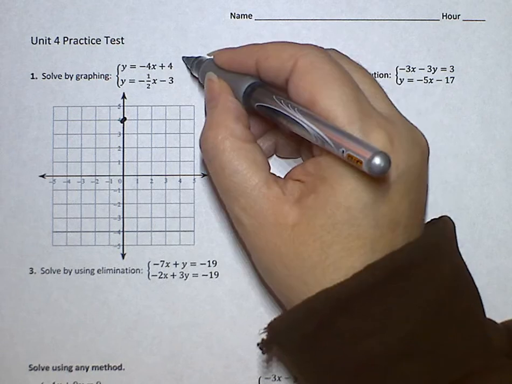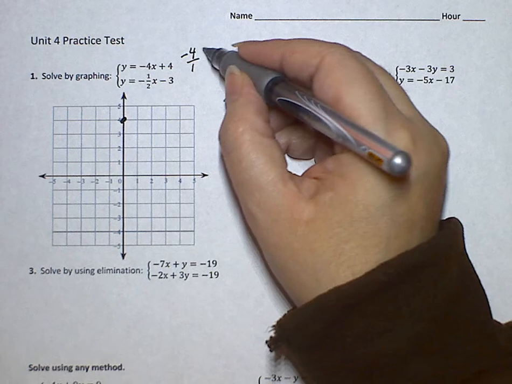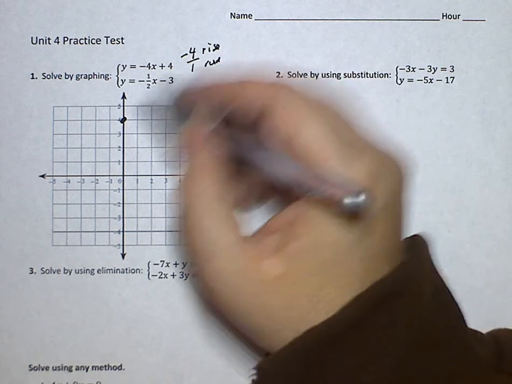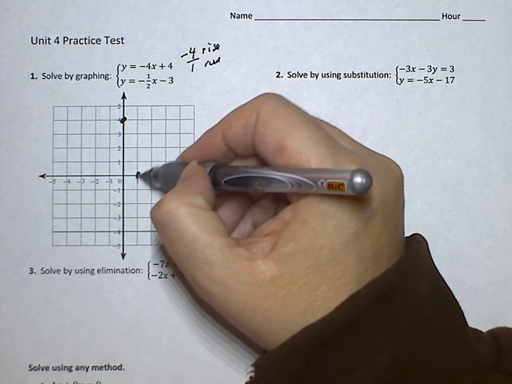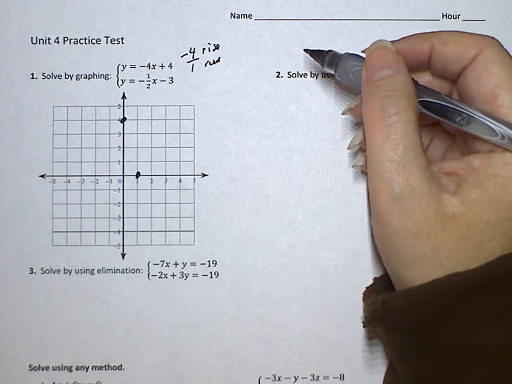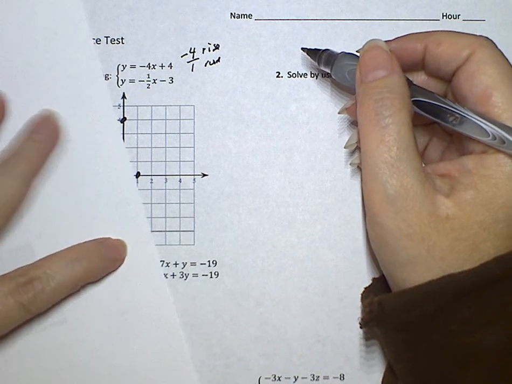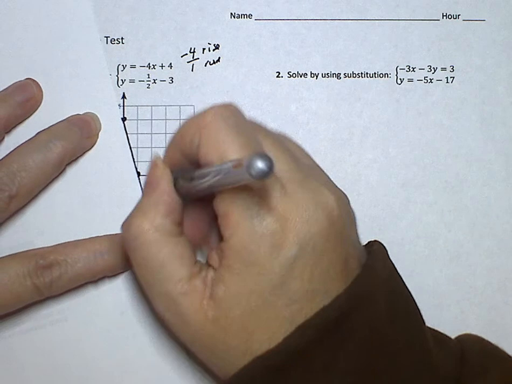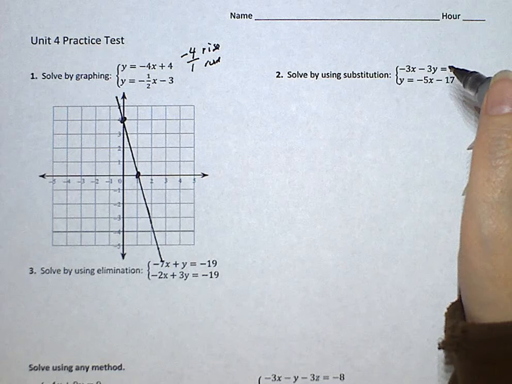So remember, if it's negative 4, that you can put it over 1. So it's rise over run. So that means I'm going to go down 4, 1, 2, 3, 4 over 1. And then I'm going to connect those 2 points. A little too much, but that's okay.